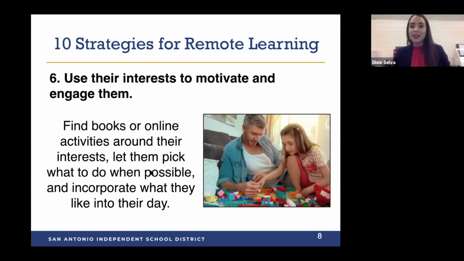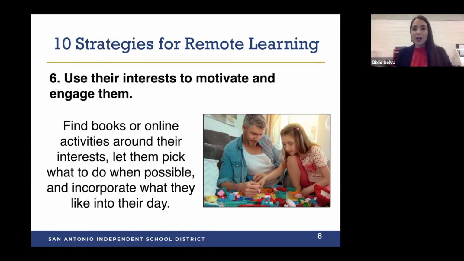Another thing that I kind of mentioned a little bit before was to use their interests to motivate and engage them. So this might look like finding books online or activities around things that they're interested in. I know that my youngest is really into dinosaurs and superheroes. My middle is really into Super Mario and Pokemon. And my oldest is really, really into Super Mario and Minecraft.